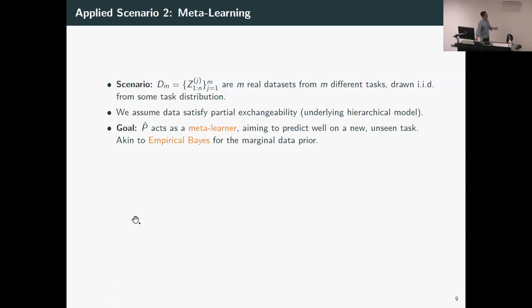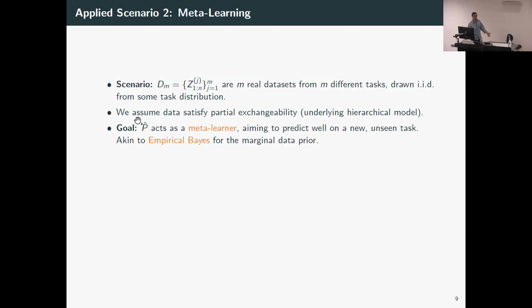The second interpretation of this type of method is where the data are not simulations from a prior, but real data sets. In this context, you can think of these observations as coming from m different prediction tasks. You assume there is some underlying hierarchical model, and so your predictor p hat acts as a meta learner, aiming to predict well on a new unseen task. This is akin to doing empirical Bayes for the marginal data prior, and here you're using whatever inductive bias comes from your neural network architecture. So how do you ensure that p hat doesn't overfit?